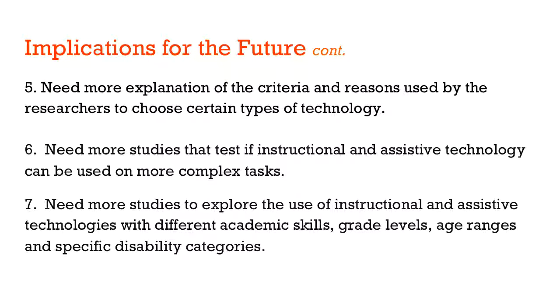Also, we need more explanation of the criteria and reasons used by researchers to choose certain types of technology. Also, there is a need for more studies that test if instructional and assistive technology can be used on more complex tasks. Finally, we need more studies to explore the use of instructional and assistive technologies with different academic skills, grade levels, age ranges, and specific disability categories.